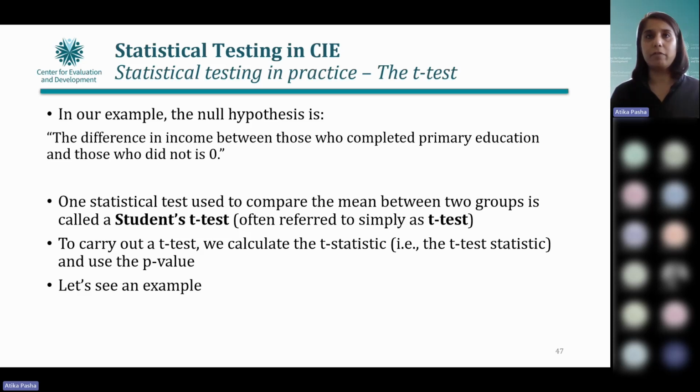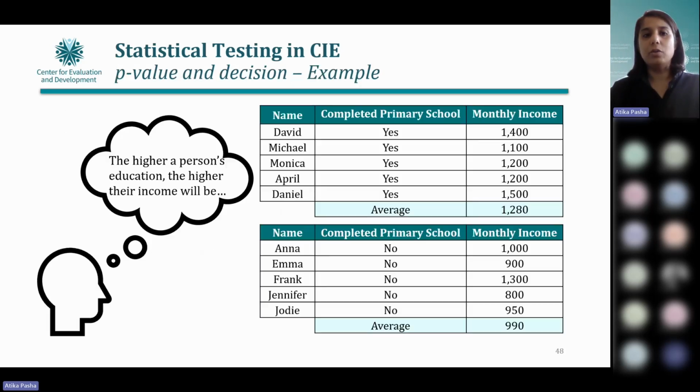So just in terms of how it works in practice, to quickly go through it, our null hypothesis is that the difference in income for those who completed primary education and those who did not is 0. Given the data we have on income, we simply compare the mean between the two groups through a statistical test called the student's t-test. Again, some more detail is provided in the appendix. For our t-test, we calculate the p-value, and using our p-value, we see whether we can reject our null hypothesis or not.